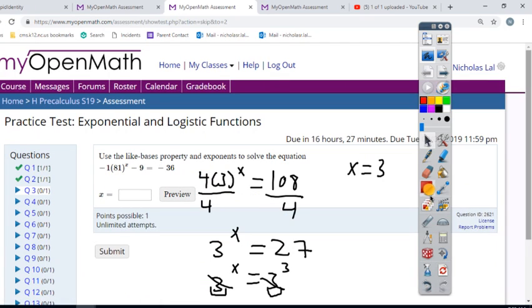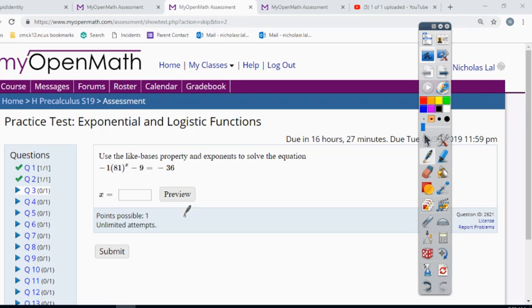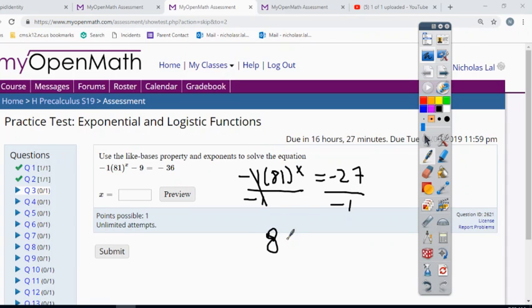Question 3. Use the like base property to solve the equation. First, I need to add 9 to each side. Negative 36 plus 9 is negative 27. So I have negative 1 times 81 to the x, add 9 to each side, is equal to negative 27. Divide each side by negative 1. Negative 27 turns to positive 27. 81 raised to the x power is equal to positive 27.